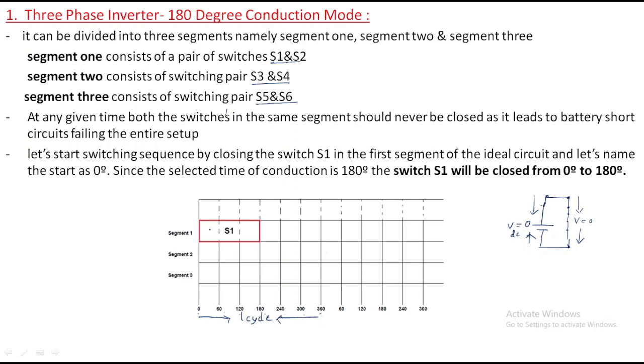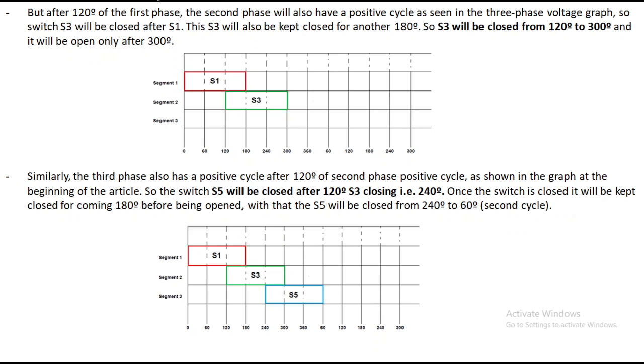Just take switch 1 on for 180 degrees. The selected time for conduction is 180 degrees. The switch S1 will be closed from 0 to 180 degrees. Just segment 1, from 0 to 180 degrees, it will be closed.